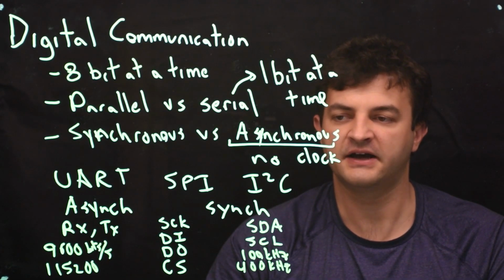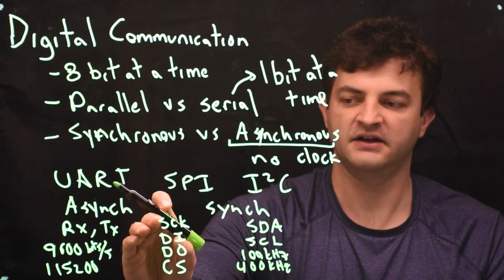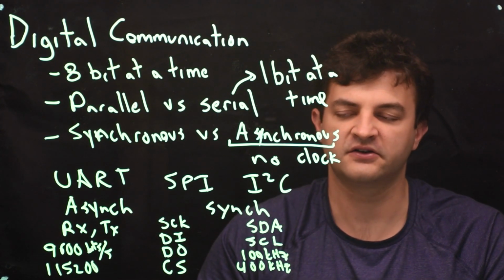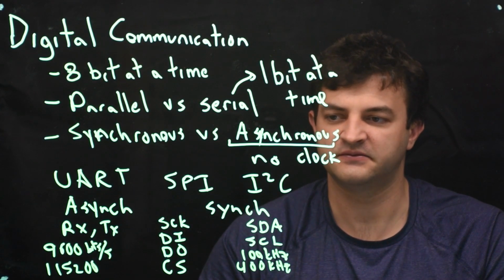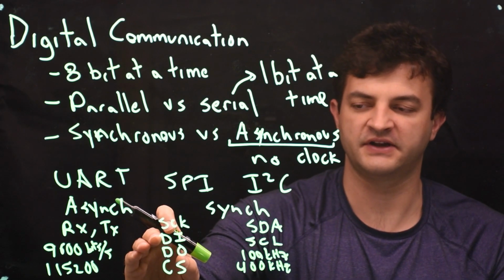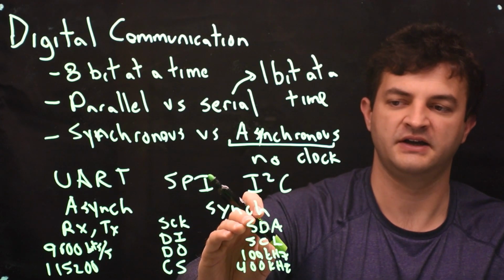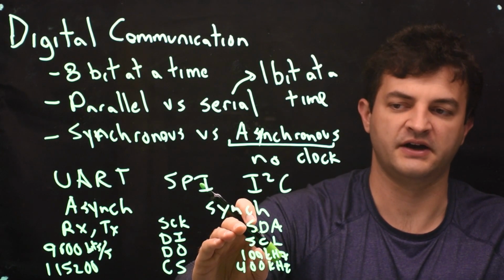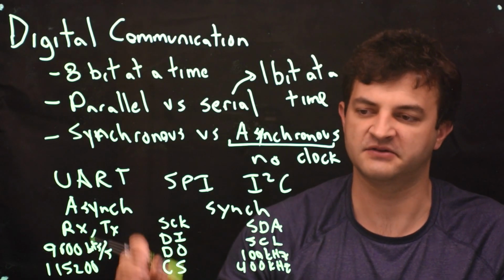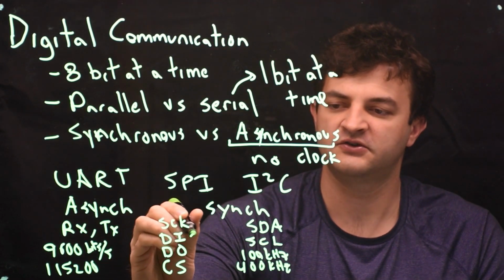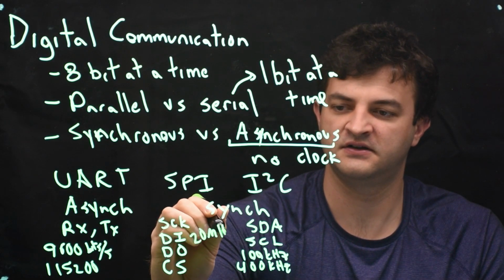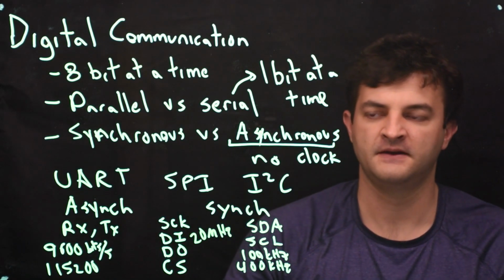Let's compare that to SPI. SPI has a clock line, a data in and a data out. So not only are we saving time because we have one dedicated line for data in and one for data out, compared to I2C, which has only one line for data, and sometimes it's reading and sometimes it's writing. But SPI can go up to 20 megahertz, sometimes even faster.